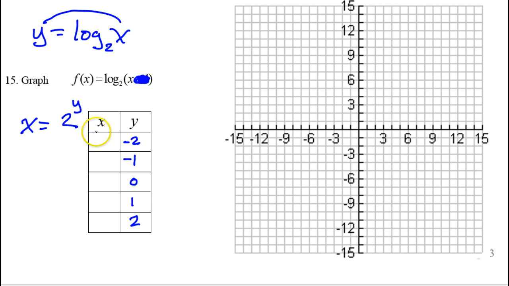I can use this equation to find all of my x values. So for example, I'm going to do 2 to the -2 power, 2 to the -1 power, 2 to the 0 power, 2 to the 1 power, and 2 squared. I recommend going from the bottom up because the ones at the bottom will feel like common sense to you. So 2 squared is 4, boom. 2 to the 1 power, of course, is 2. Anything to the 0 power is 1.